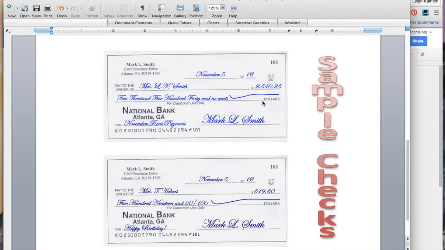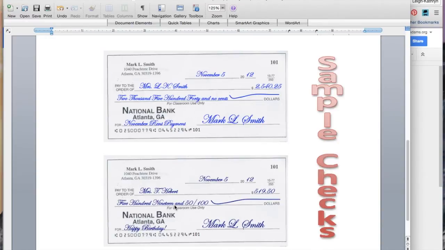Notice that there's a big space here. You must always have this squiggly line to fill in that blank. That way, people who are masters at forging checks cannot, or at least it deters them from trying to change the dollar amounts on you. Down in our memo, we're saying that we're writing this for our November rent payment, and then Mark signs his name in cursive. So this was one way of writing the dollar amount and no cents.